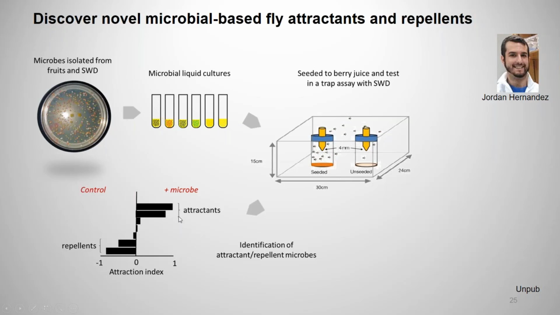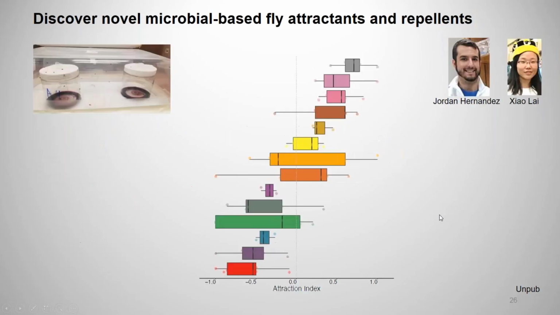and if any of these are neutral, they don't affect the attraction or repellency of the fruit. By using these assays, we have already isolated a range of microbe candidates. You can see from this figure that we have a few candidates that are driving strong attraction, so the attractive index has improved significantly as a result of having those microbes. We also have a few microbes that seem to be repelling the flies. If you add those microbes to the berry juice, the fly will avoid it, so that could potentially be a candidate for repellents.